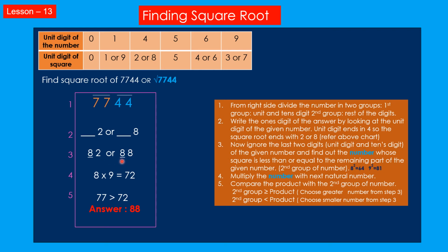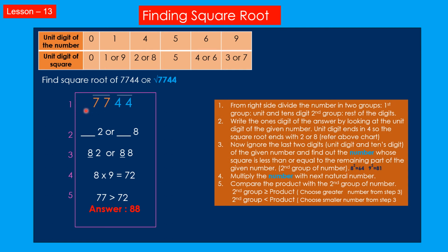Now we have to decide one number out of these two for the final answer. Next step: we multiply the number with the next natural number. What comes after 8 is 9. We get 72. Now we are going to compare 72 with the remaining number, that is 77.